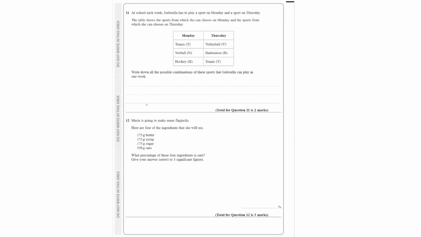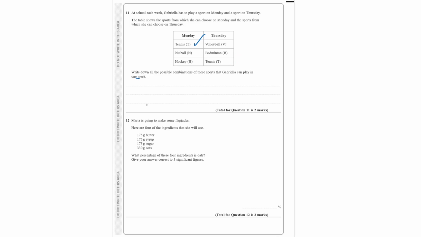At school each week, Gabriella has to play a sport on Monday and a sport on Thursday. The table shows the sports from which she can choose on Monday and the sports from which she can choose on Thursday. Write down all the possible combinations of these sports that Gabriella can play in 1 week. So what that means is Gabriella can play tennis on Monday, she can play volleyball on Thursday, or she can play badminton on Thursday, or she can play tennis again on Thursday.